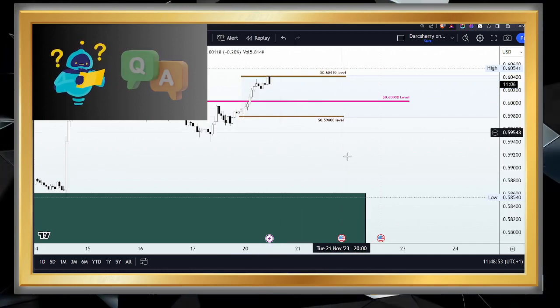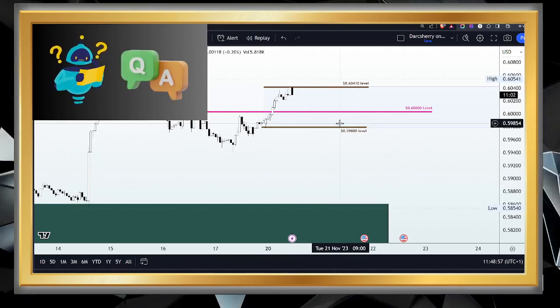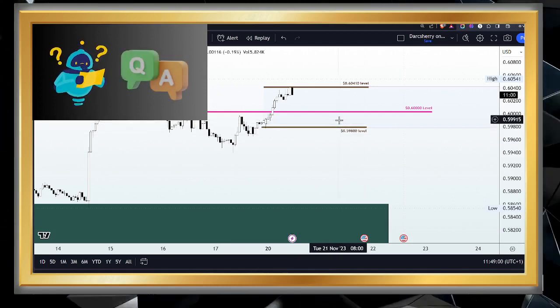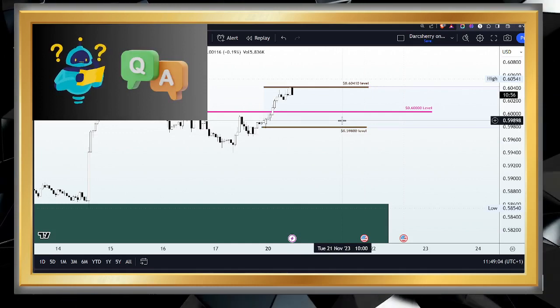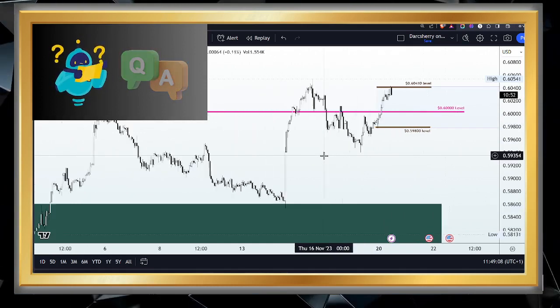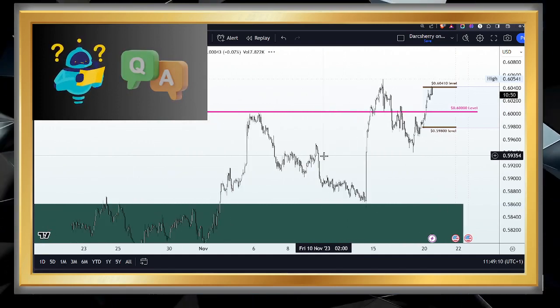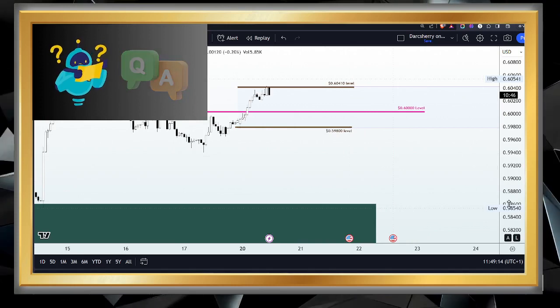So this is my view here on the New Zealand USD. Our center of focus is between the 0.60410 and the 0.59800 area. So I do encourage you to mark out these levels, as you will be needing them as a reference point to guide your independent trading decisions for today. So let's see how this plays out.